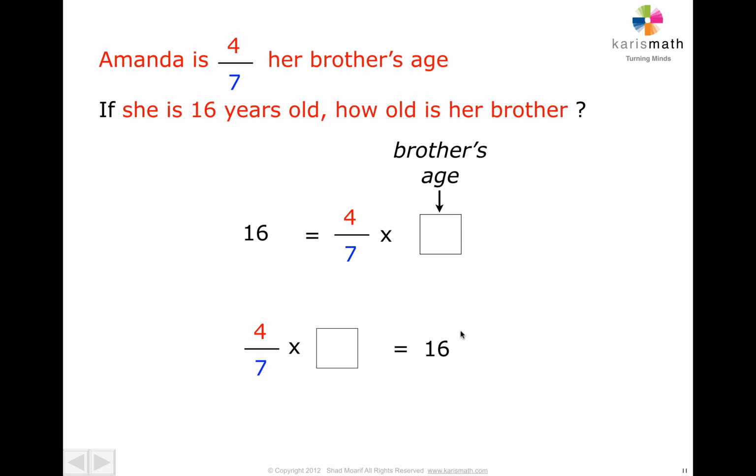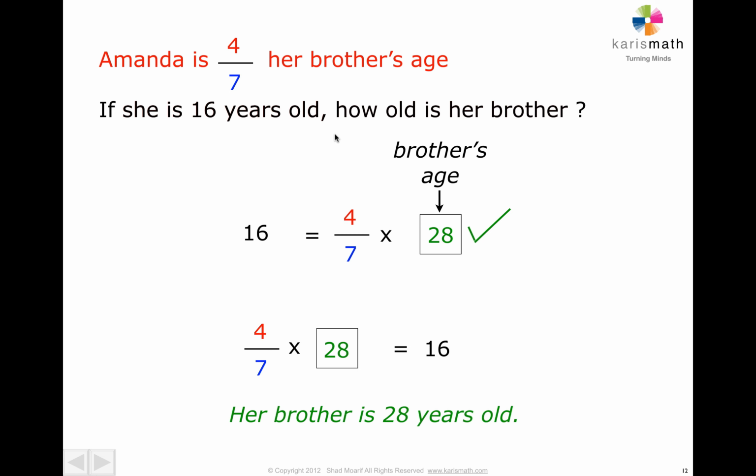4 parts out of 7 is 16, and they're all equal, right? So each part must be 4, so 7 parts will be 28. Yes, it's so easy. So 16 divided by 4/7, turn it over, and that's what we did. The brother's age is 28. So how old is the brother? The brother is 28 years old.